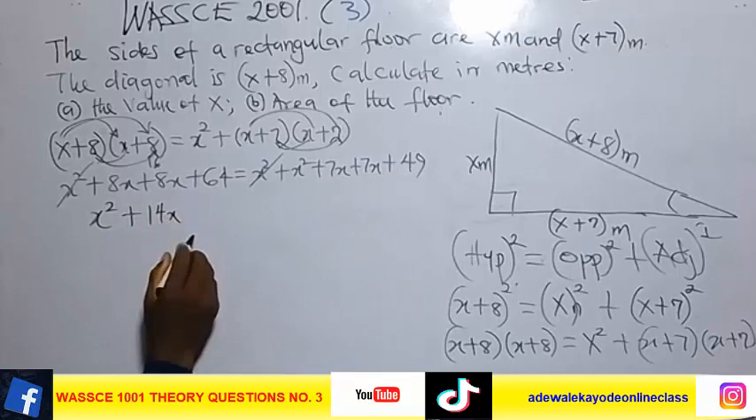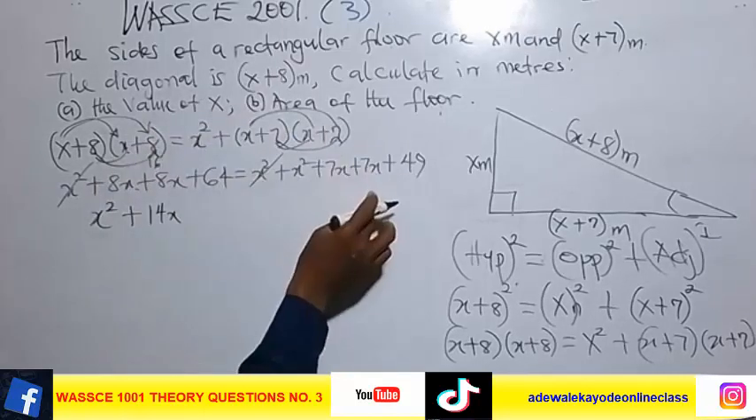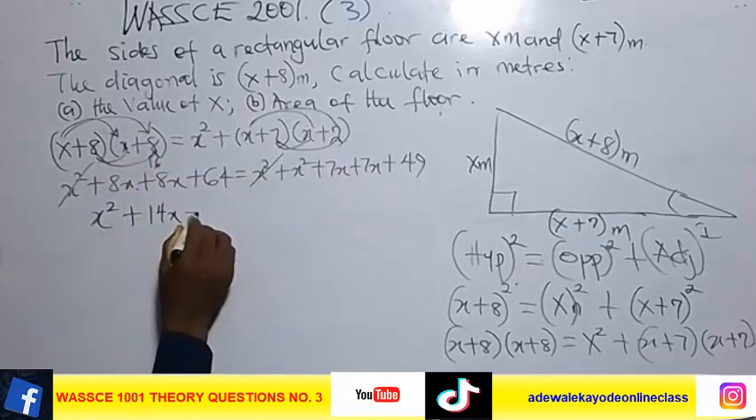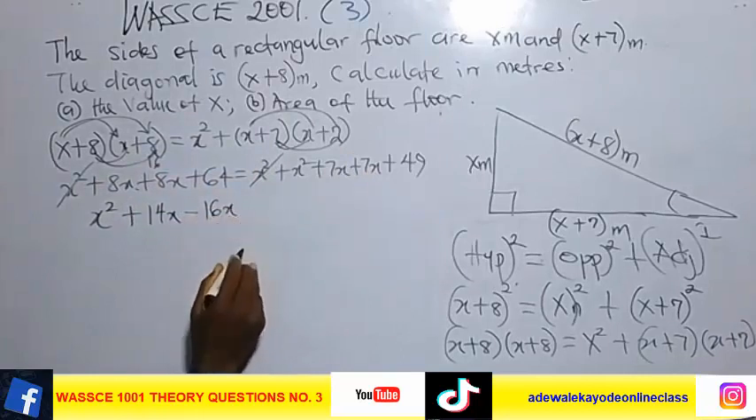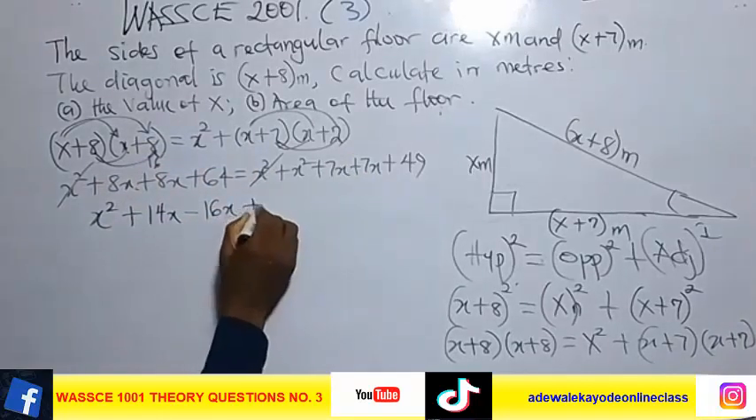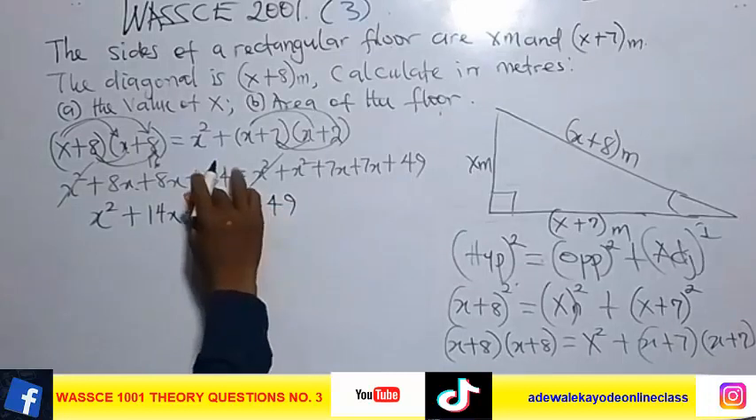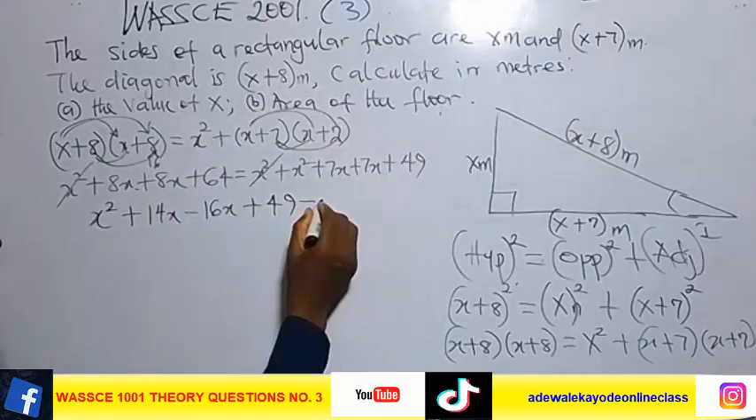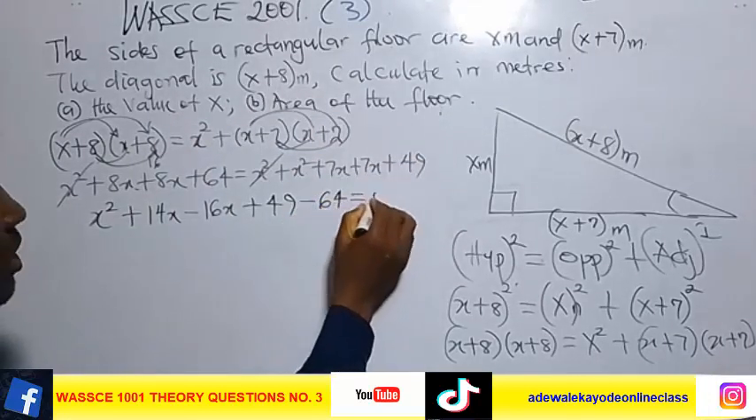That will give us 14x. Don't forget this is going to this side, which is what? 16. So that becomes minus 16x. What else again? 49 is plus. If this 64 crosses the equality sign, that becomes what? Minus 64, which is equal to what? 0.